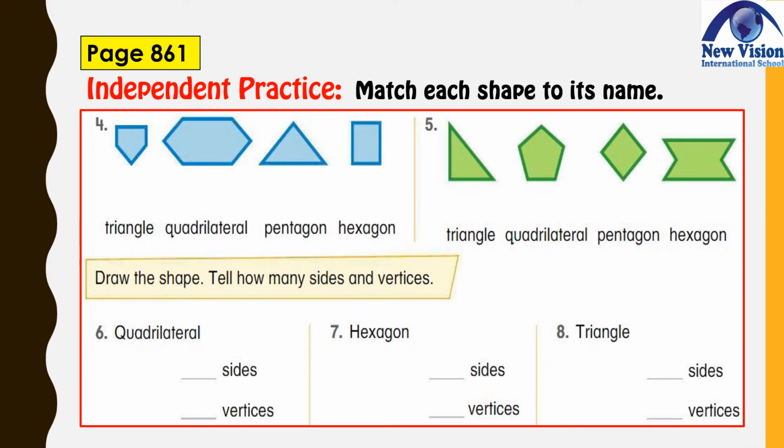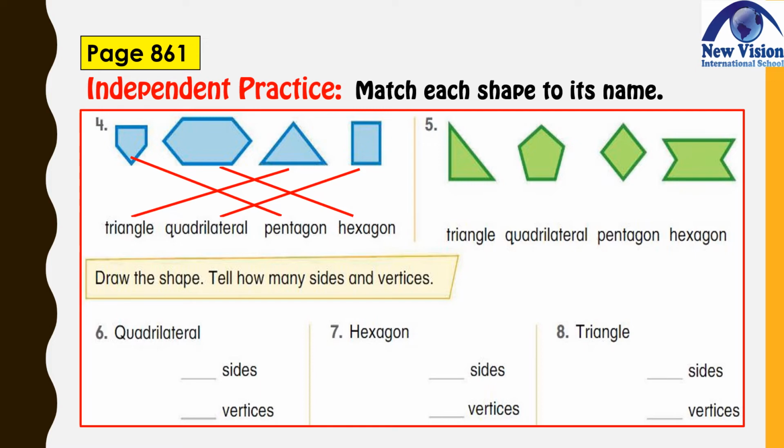It's time to check your answer. Match each shape to its name. The first shape has 5 sides, 5 vertices, so it's a pentagon. Next, 6 sides, 6 vertices, hexagon. The third one, 3 sides, 3 vertices, a triangle. 4 sides, 4 vertices, a quadrilateral.